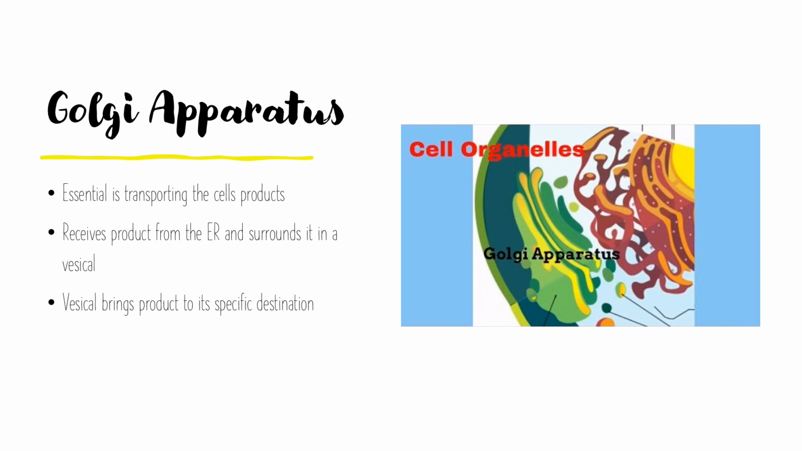Then we have the Golgi apparatus, which is essential for transporting the cells' products. It's going to create a little vesicle, which is kind of a little bubble, and take it to the place it needs to go.